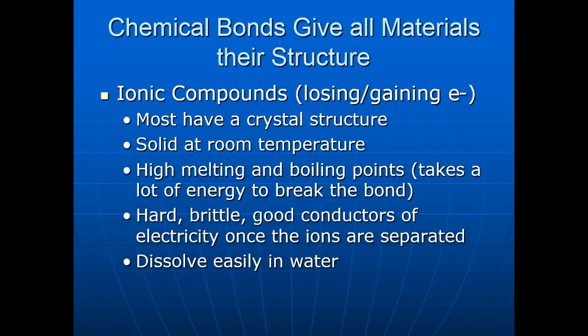So we've looked at ionic bonding and covalent bonding, and we realized that all materials are given their structure based on their chemical bonds. So ionic compounds, these are formed from gaining or losing electrons. Most of these have a crystalline structure. They're solid at room temperature. They have high melting and boiling points, which means it takes a lot of energy to break this ionic bond. They are hard, they're brittle, and they're good conductors of electricity once the ions are separated. And they dissolve easily in water, which is one way to separate ions. Think of NaCl, or table salt. When you have salt water, that's a good conductor of electricity.